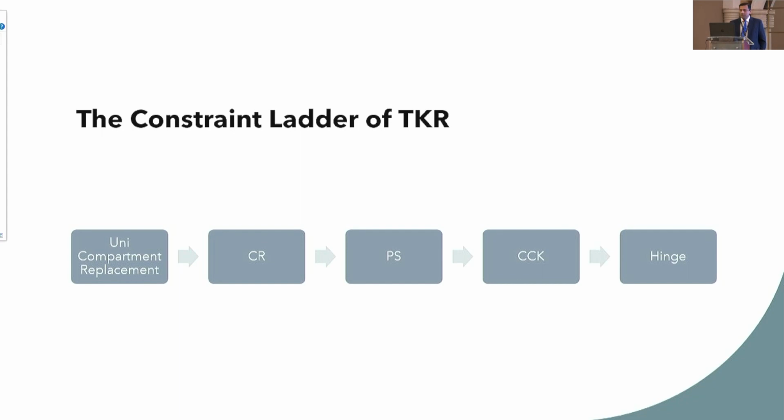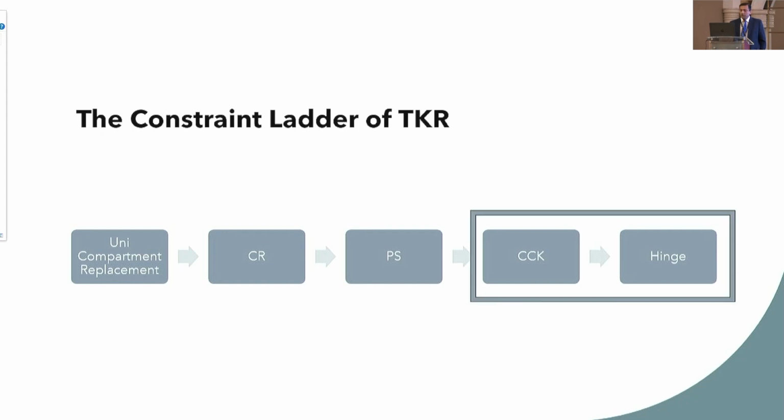So we are in the constraint ladder, and let's move on to the CCK and hinge level. Now, you've got cases where you are struggling, they are no longer in between, and they are unstable. So in these cases, no matter what you do, in the non-challenging cases you are usually okay with a primary implant.